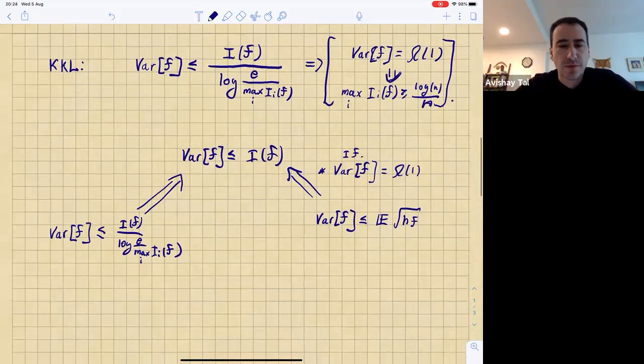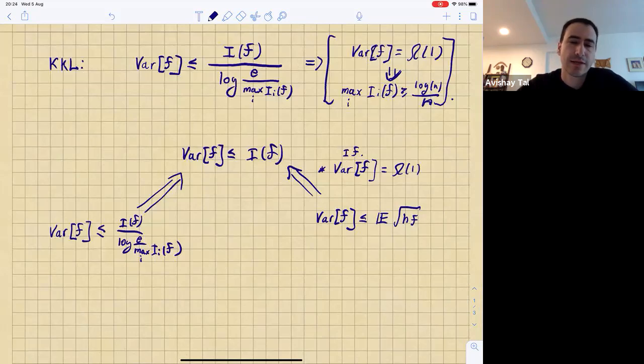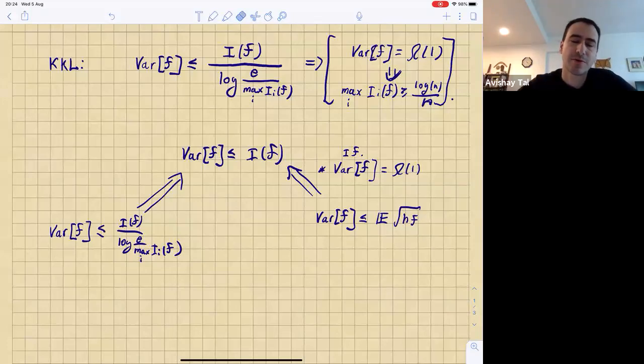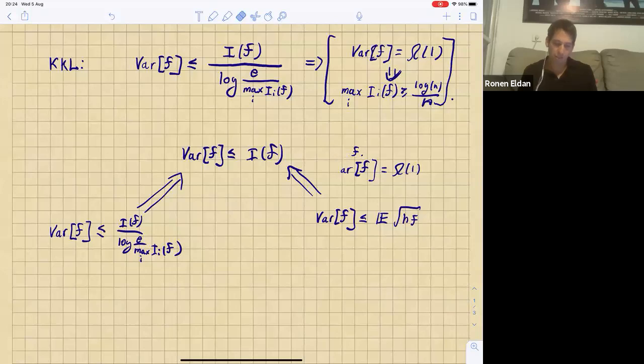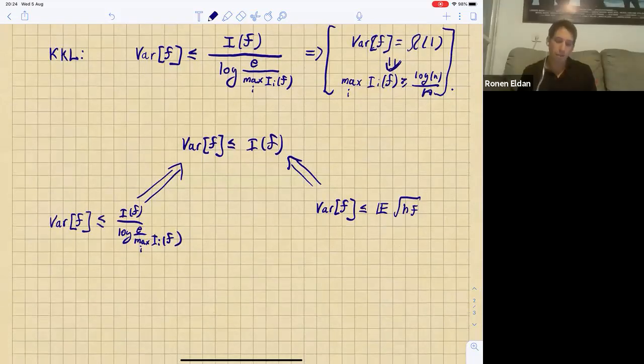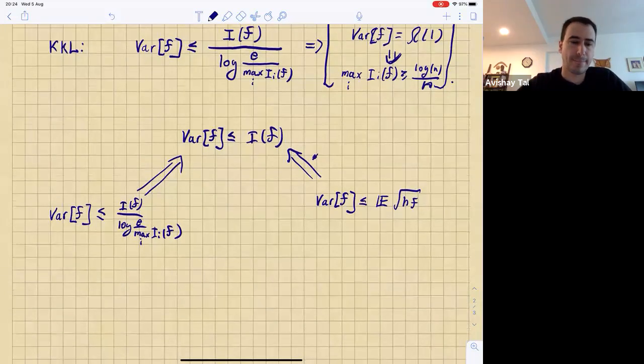And Ronen, why isn't it true always? Like the influence is like the expectation of h of f. Yeah, this is bigger than 1 always. Yeah, you're right. For Boolean functions, it's always true, you're right. So forget it. We're talking about Boolean functions, and then this implication is just correct. But for non-Boolean, there's a star here.